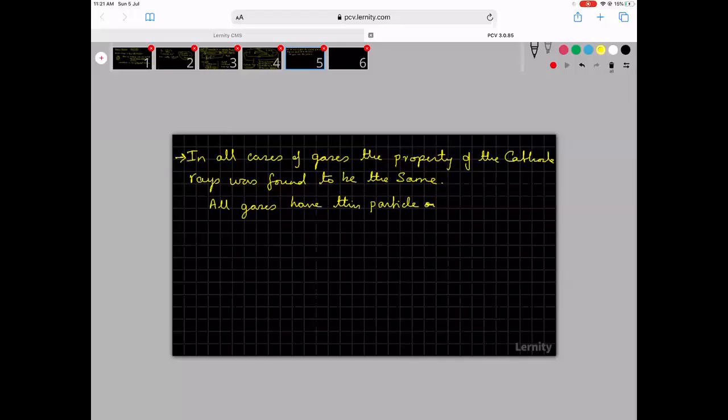Then they tried to bring in different elements, and they saw that irrespective of the nature of the gas, irrespective of the nature of the cathode, irrespective of what is there at very low pressure, there are some particles going from one side to the other, and they said that these particles are fundamental to all matter. These particles which are present in cathode rays are fundamental to all matter.